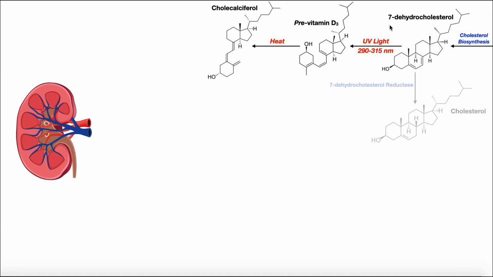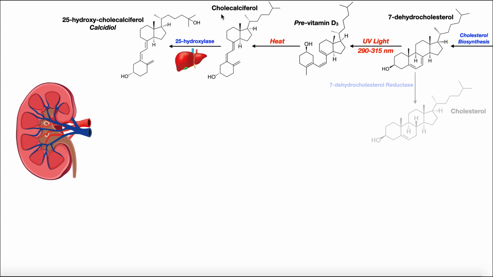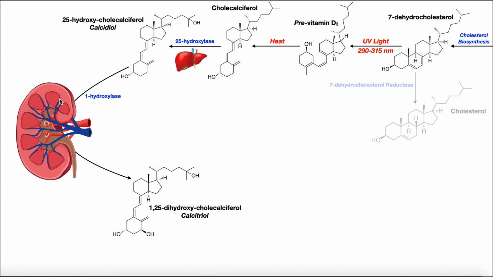So the first reaction here converts 7-dehydrocholesterol into what we call pre-vitamin D. This is actually not an enzymatic reaction. It actually requires light from the sun at a wavelength between 290 and 315 nanometers. This is why you need to get your sunlight so you can get vitamin D. And then pre-vitamin D3 is converted to cholecalciferol just by heat. Again, a non-enzymatic reaction. Now, cholecalciferol will be converted into calcidiol by the action of 25-hydroxylase. Calcidiol is also called 25-hydroxy-cholecalciferol. This is a reaction that occurs in the liver. Now, the final reaction is catalyzed by an enzyme in the kidneys.